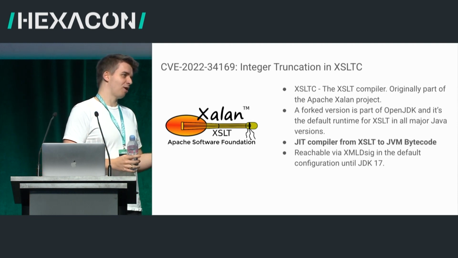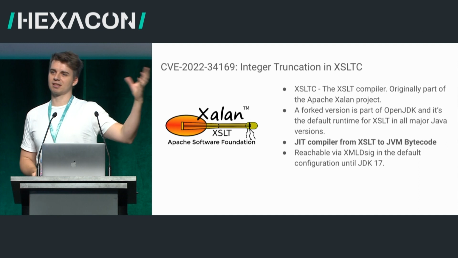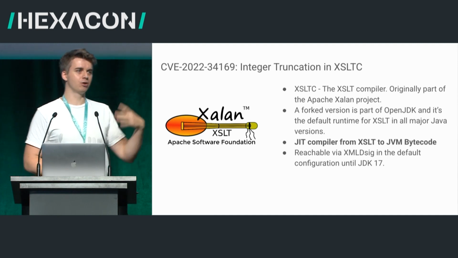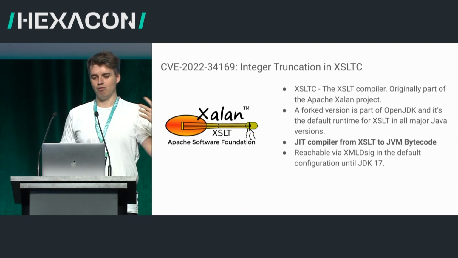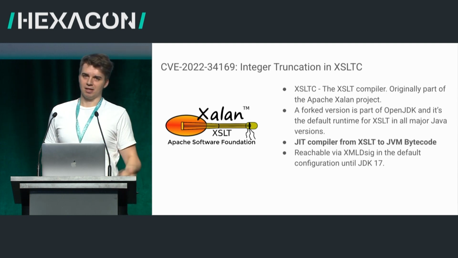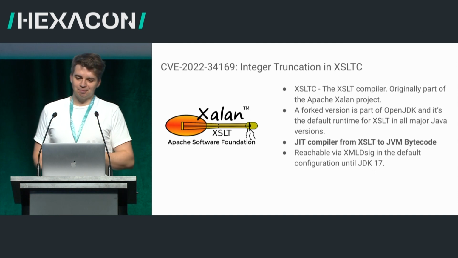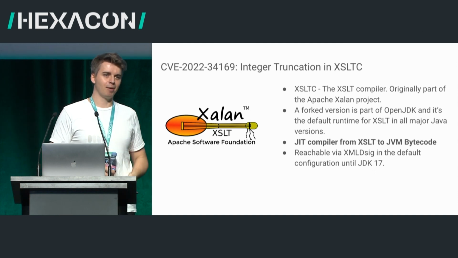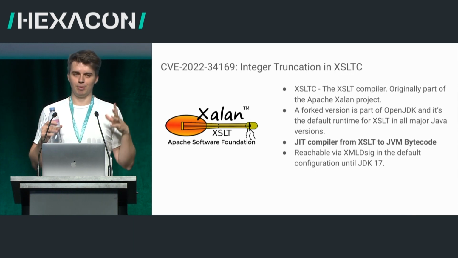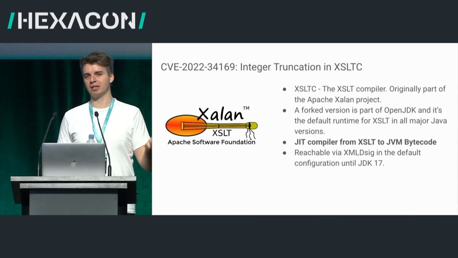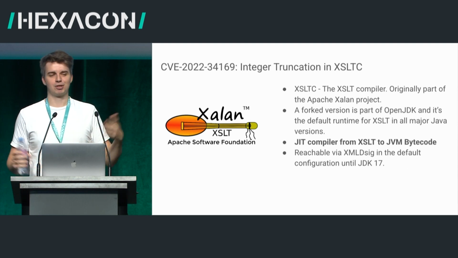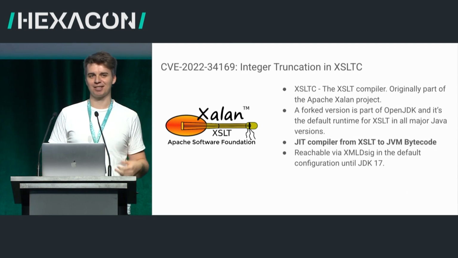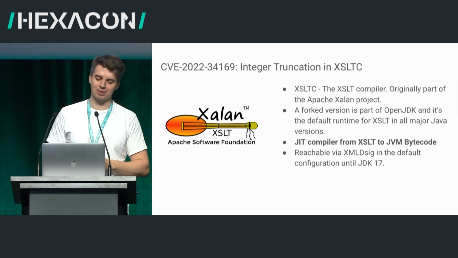It turns out that this thing actually takes the XSLT provided to it, does a just-in-time compilation into Java bytecode, and then runs this bytecode, right? So this means that you now have a just-in-time compiler as part of your remote server-side pre-authentication attack surface, right? Which again is something you probably don't expect if you just install a SAML auth library on your web server.